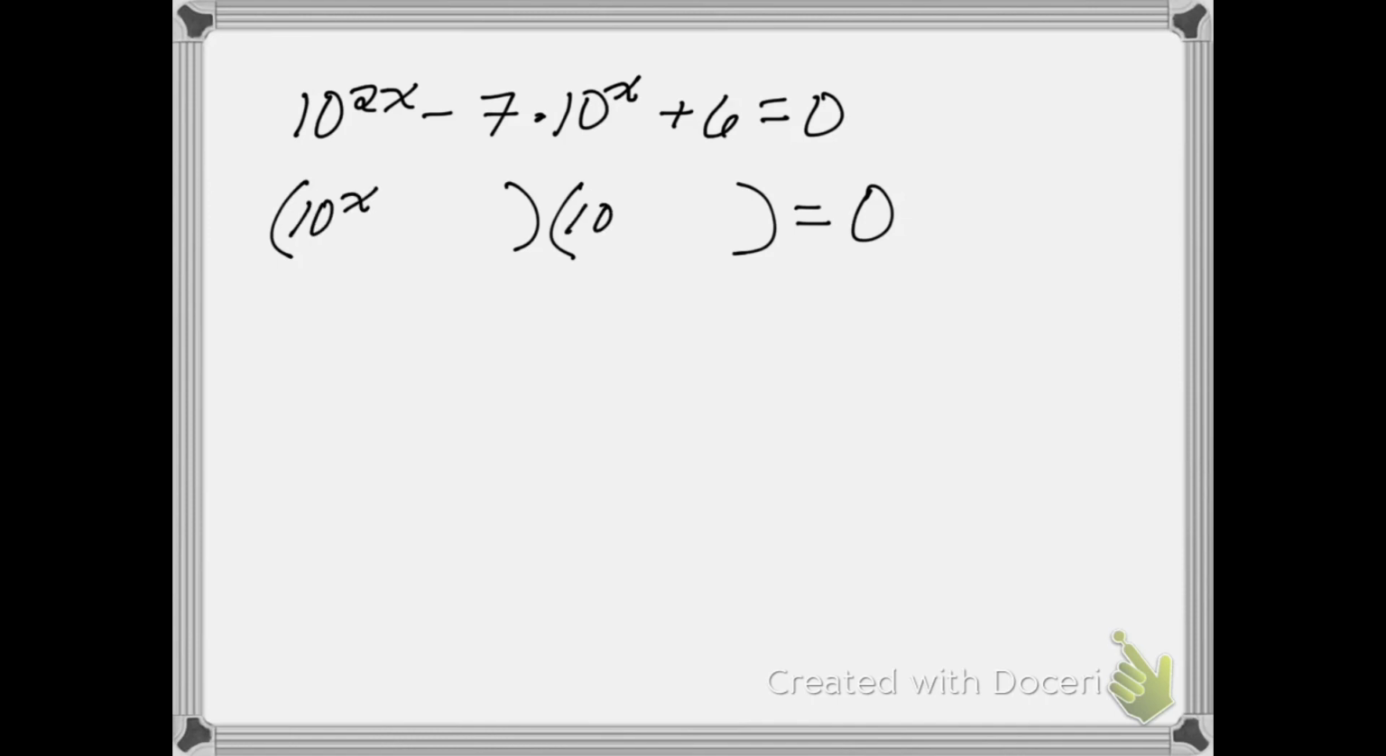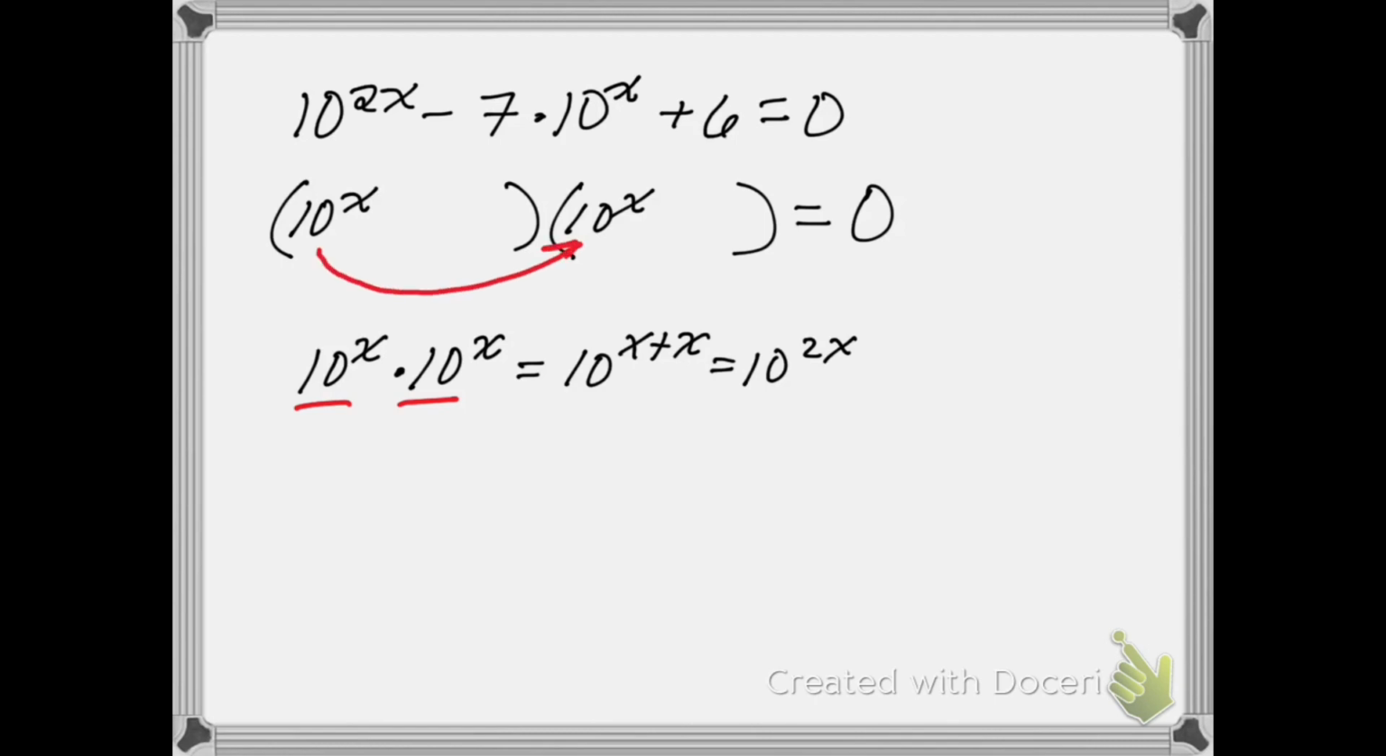So I can go 10 to the x and 10 to the x. Just stop and look at that for a moment. If I do 10 to the x times 10 to the x, that is 10 to the x plus x, because we have a common base, and when we have a common base, we add the exponents. And 10 to the x plus x is 10 to the 2x. So when I do my FOIL here, this first one, 10 to the x times 10 to the x, is in fact 10 to the 2x.